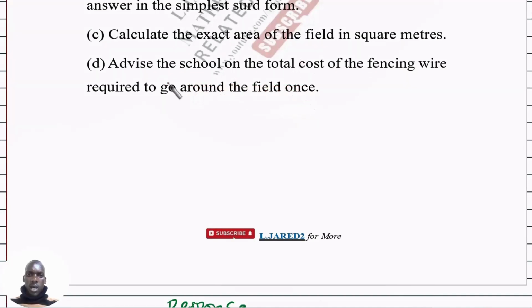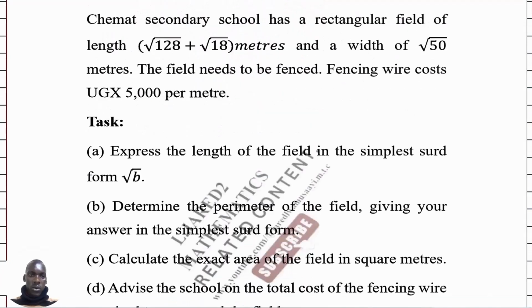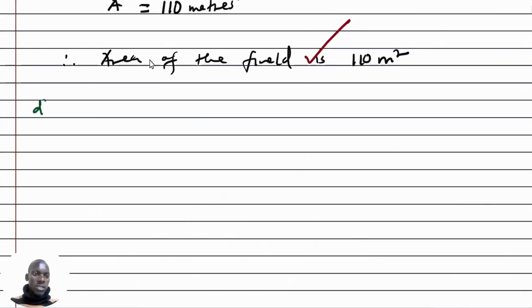That means to get the amount of money required to fence the field once, we need to use the perimeter, because the fence is going to pass around the field, and that means we have to consider our perimeter as a reference point. Also, in the question they say that the fencing wire costs UGX 5,000 per meter. We have to take note of that. So for part D, the last one, they want us to get the total cost of fencing the field once.